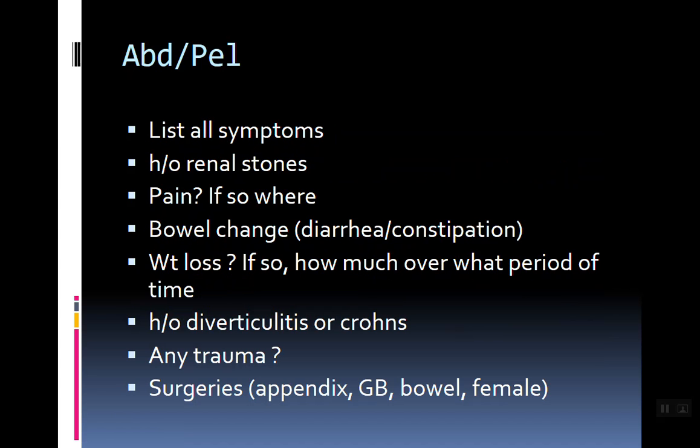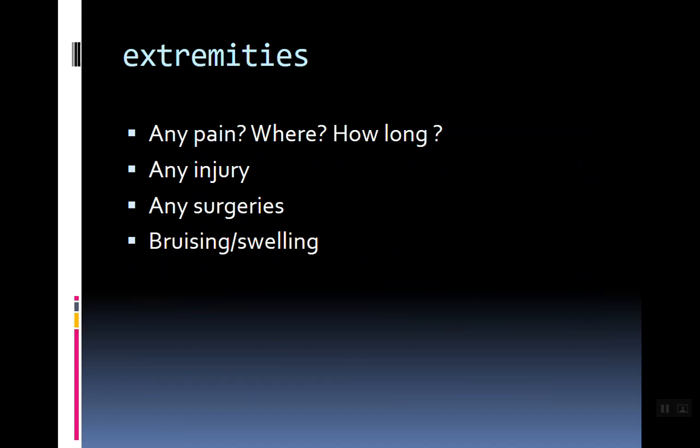For abdomen and pelvis, again, ask about all the symptoms they tell you, whether they have pain, diarrhea, constipation, nausea, vomiting, any weight loss, how much, and over how long a period of time. Did they have any trauma? Again, ask about surgeries: appendix, gallbladder, any bowel surgeries, any female surgeries. All that you want to ask when questioning a patient for abdomen and pelvis.